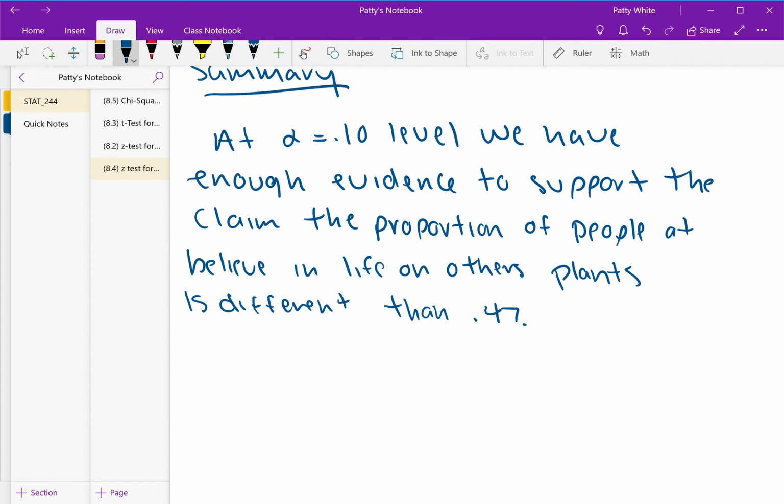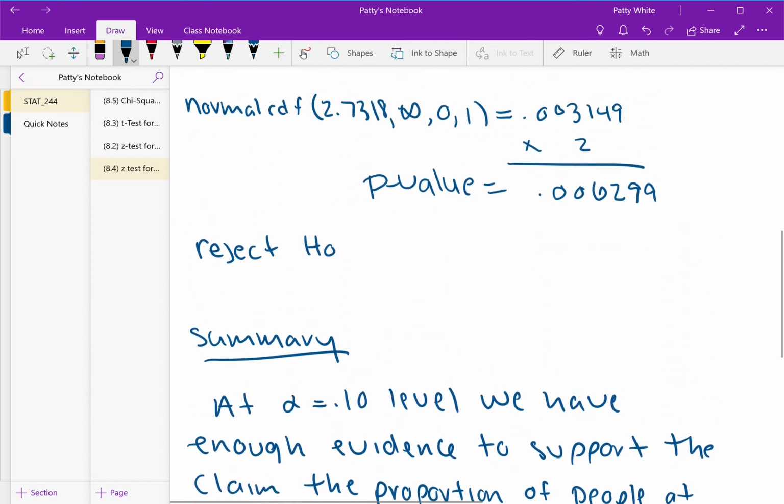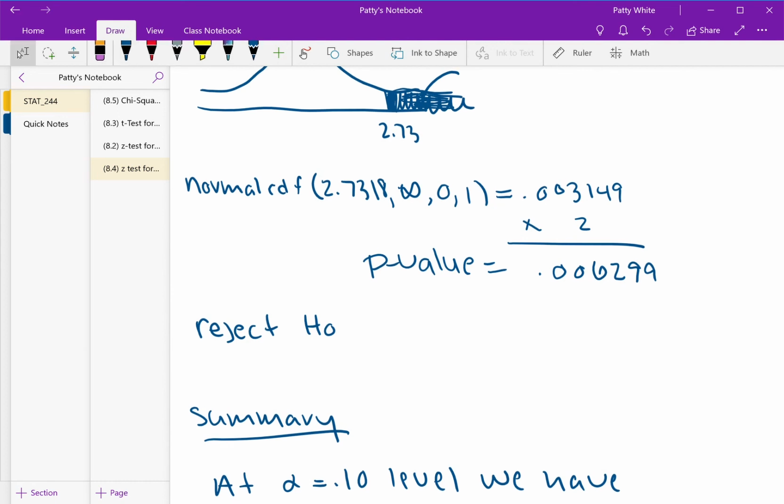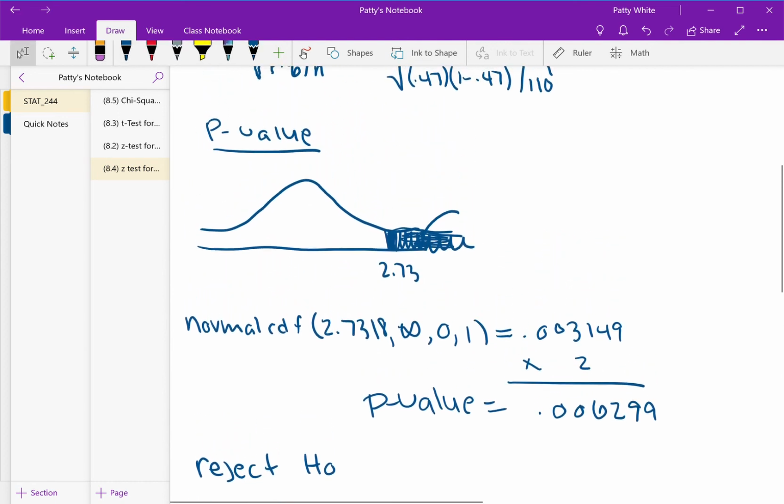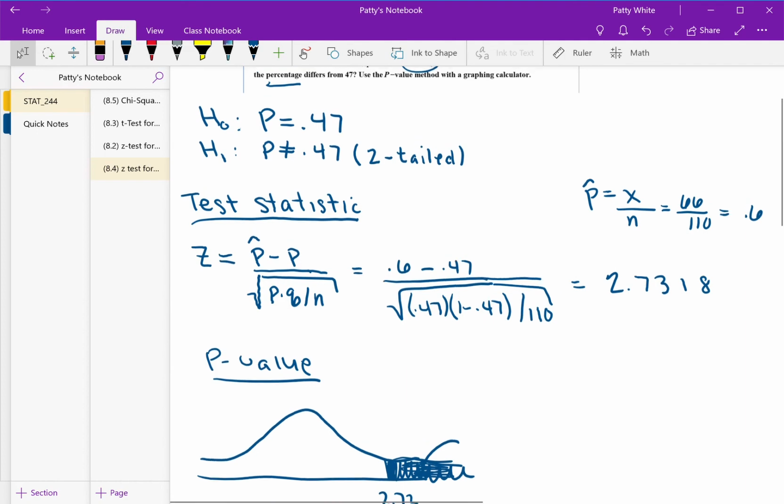This would be the level of work I'd expect on your midterm or your final exam. You do need to be able to calculate the test statistic by hand and be able to calculate the p-value if I just give you a test statistic. If you have questions, feel free to email me.